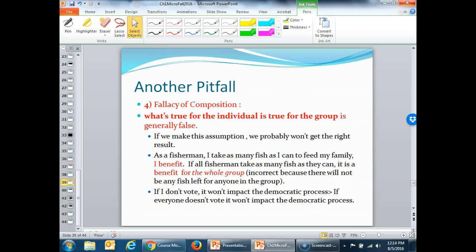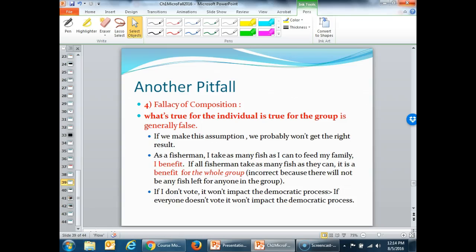Another pitfall, fallacy of composition. What's true for the individual is true for the group is generally false. As a fisherman, I need money. I got kids in college, I got mortgages, so I'm going to go out there, get the biggest boat, the highest, best technology, and catch the most fish that I possibly can, because I need to support my family and I want to do that well. So, as a lone fisherman, you're going to tech up and just bring in massive amounts of fish.